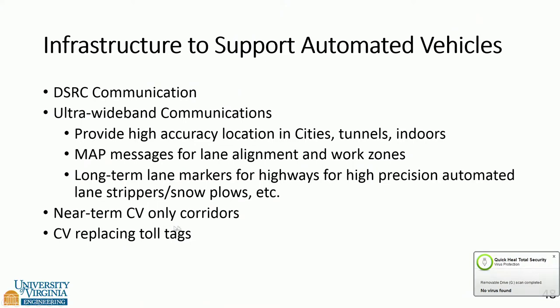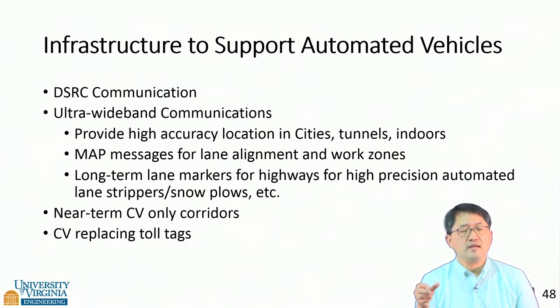Near-term, CV-only corridors can be used. One of the ideas is that the market penetration rate is not going to increase very rapidly. As I mentioned, about 3% of cars are new vehicles every year, so it's not going to be very fast. So they are thinking about having a little bit of aftermarket, and using a dedicated lane for connected and automated vehicles, just like HOV or HOT lanes.